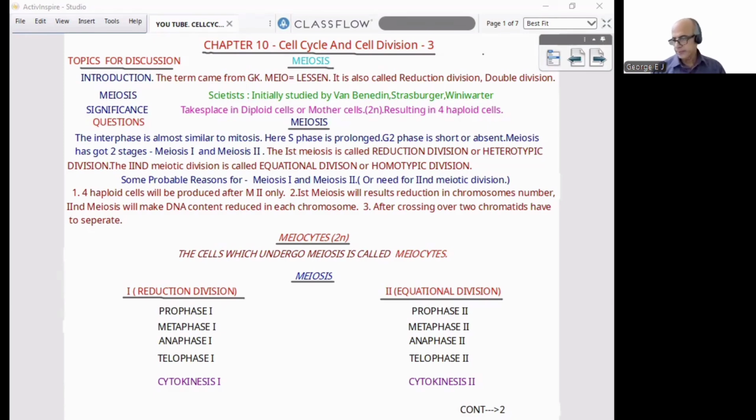I think the idea is clear. Now, the meiocyte, the cell which undergoes meiosis, is diploid. It's a regular question, a 1 mark theory NEET question. Now, meiosis has 2 parts, reduction division and equational division, meiosis 1 and 2. Both of them have prophase, metaphase, anaphase, telophase, and cytokinesis. I think this page is clear. Now we can proceed to the next one.